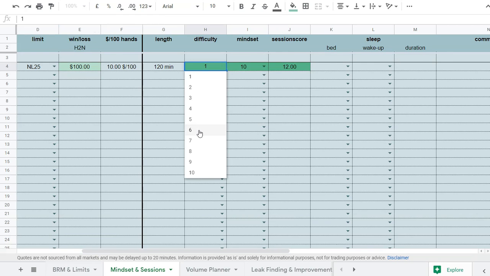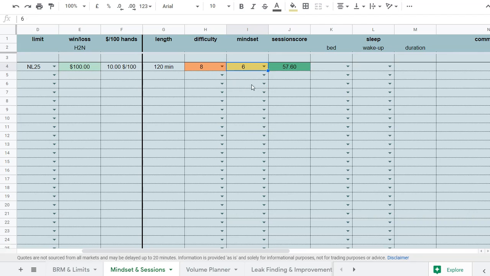Now let's say it was a slightly tougher session. Let's say the difficulty rating is 6. We can now see our session score jumps up to 72. And if the difficulty was 10, we can see the session score is 120. So if we were to have a relatively difficult session and not do so well on our mindset, but just about manage to pull through, we can see a score of 57. That's more of an achievement than having a really easy session and then having quite a good mindset.